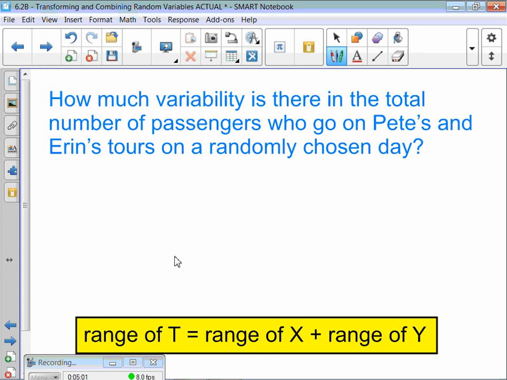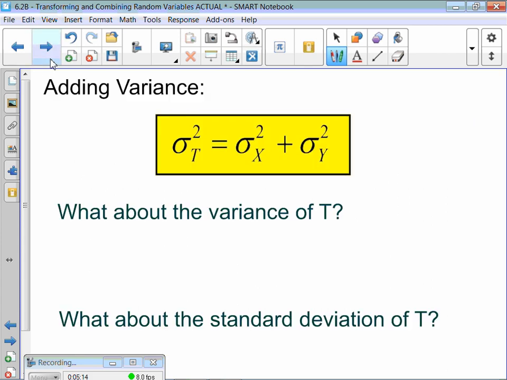So we just did that. All right. How much variability is there in the total number of passengers who go on Pete's and Erin's tours on a randomly selected day? Well, we can do the range, which we just talked about, was 4 to 11. But what about the variance and the standard deviation? Now, the variance, you can go ahead and just add. So write this formula down. Sigma squared of t, so that's the variance of the total, is equal to sigma squared of x plus sigma squared of y.